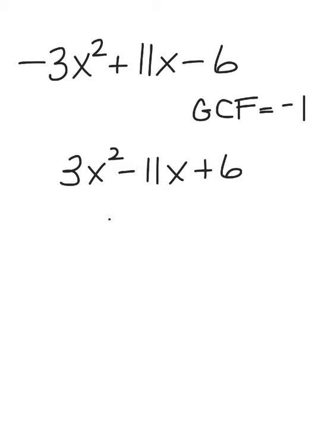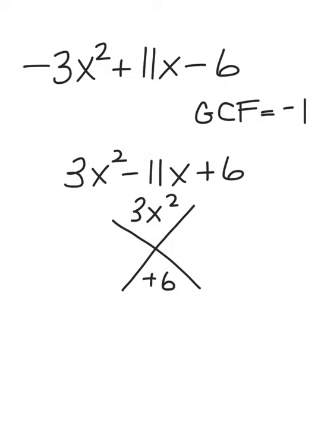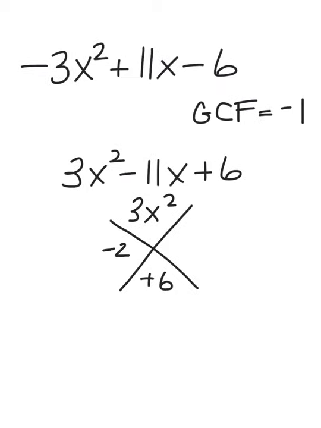As I work on this, I'm going to use the x method. Now my 3x squared here, my 6 here. 3 times 6 is 18, and if you notice the 6 is positive, so I'm finding two factors of 18 that add to be 11. And when I did that, I found out that that was a negative 2 and a negative 9. Well, remember, when we do the x method, each of those has to be divided by your a value of 3 here.